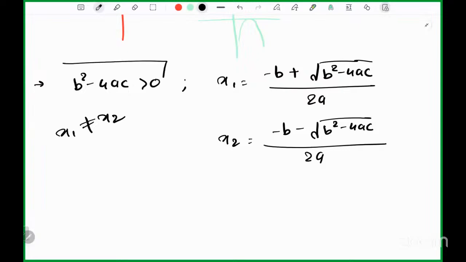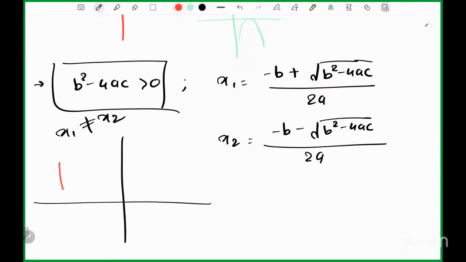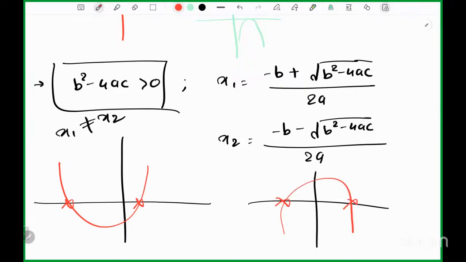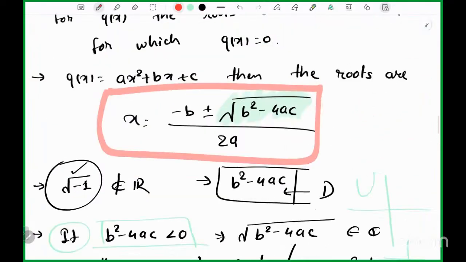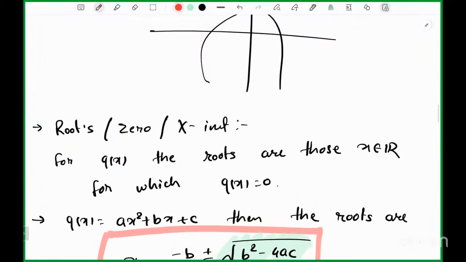So when the value of the discriminant, b square minus 4ac, is strictly greater than 0, the parabola will have two distinct roots. That means your parabola will intersect the x-axis at exactly 2 points, whether it's an upward parabola or a downward parabola, something like this will happen. So these are the cases about the roots of any quadratic equation.